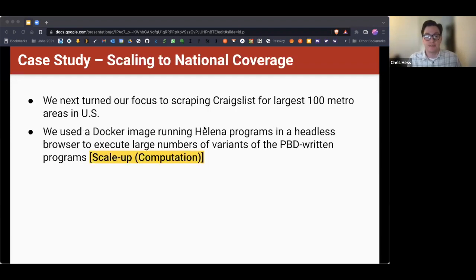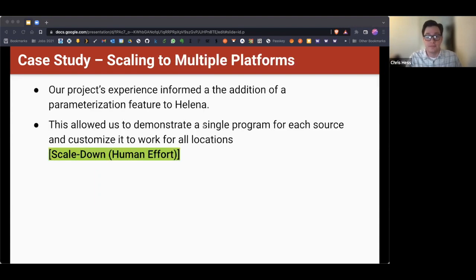After our proof of concept stage, we sought to expand our scraping to cover all Craigslist pages for the largest metropolitan areas in the United States. Crucial to our success at this stage was that we could deploy the Helena scripts demonstrated on our laptops onto virtual machines where headless Docker containers ran Helena scrapers. This experience is part of what informed our guideline related to scaling up computation, which describes tools being designed such that the first drafts can be extended to handle larger workloads to the extent that this becomes a project priority.